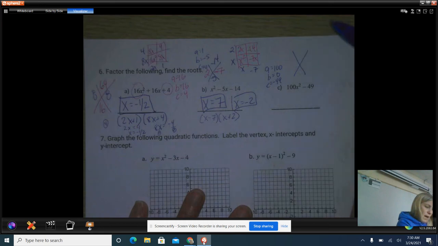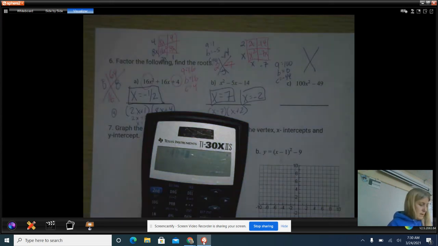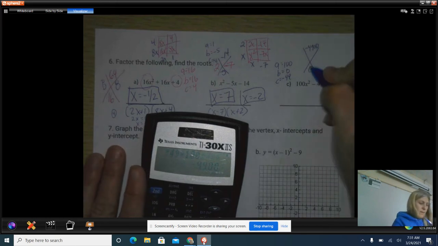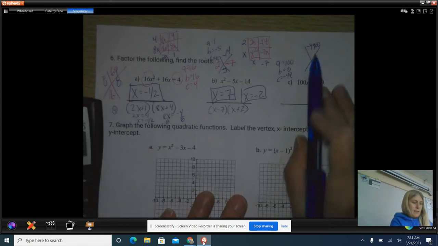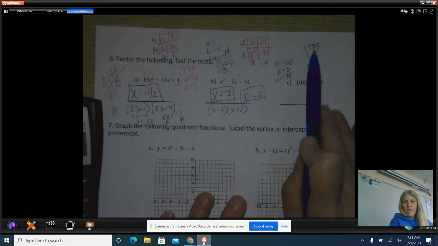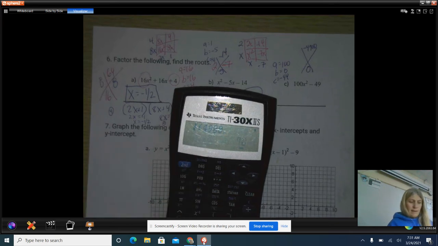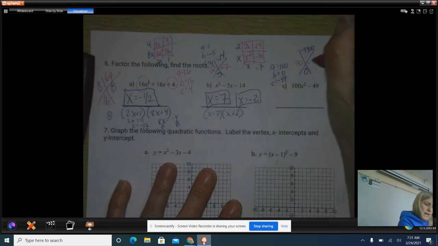So 100 times -49 is -4900, and my B is 0. Okay, so I need to find a number that's going to be opposites to get here. Now, what that means for me is I know 4900 is a perfect square. So I'm simply going to find the square root of 4900, which is 70. So one of these is going to be a 70, and the other one's going to be a -70.